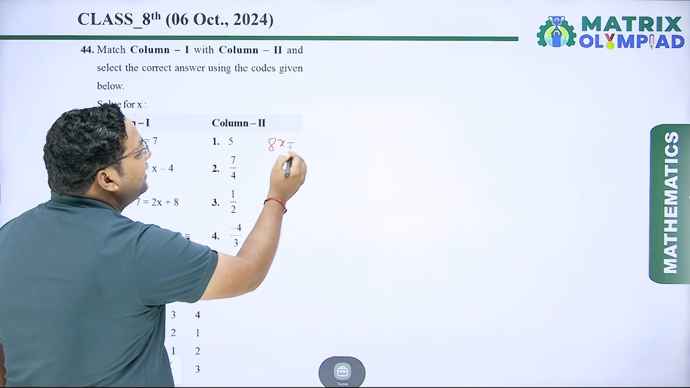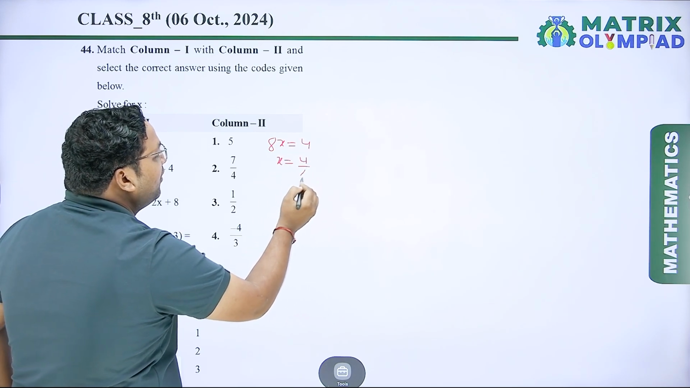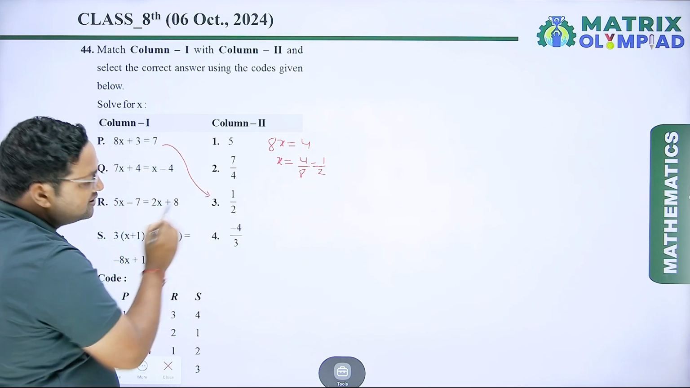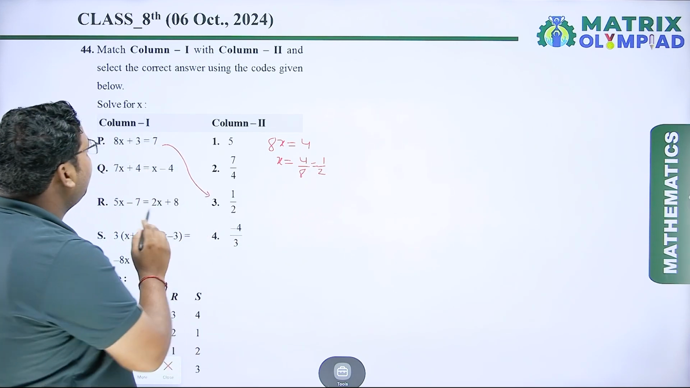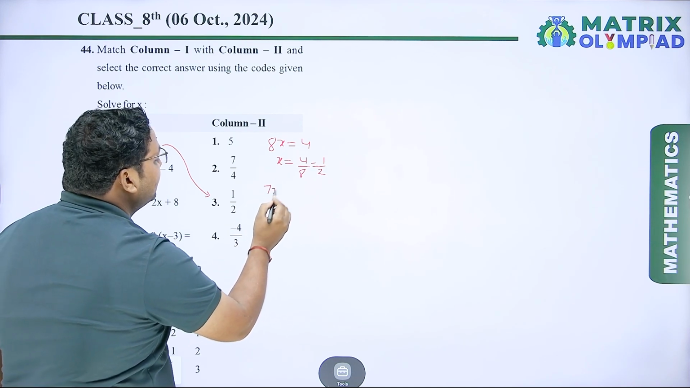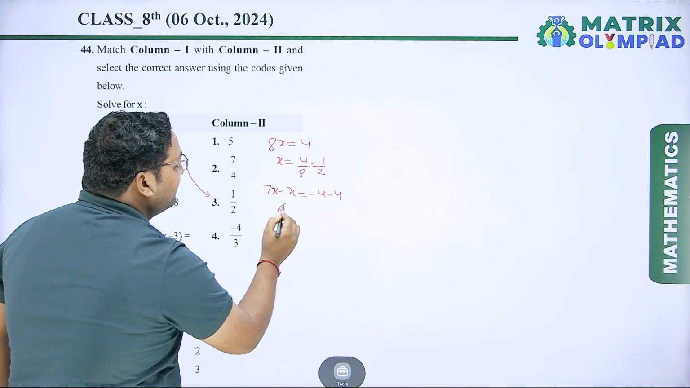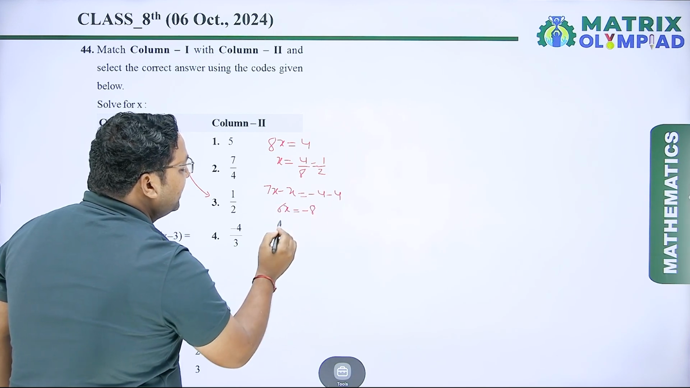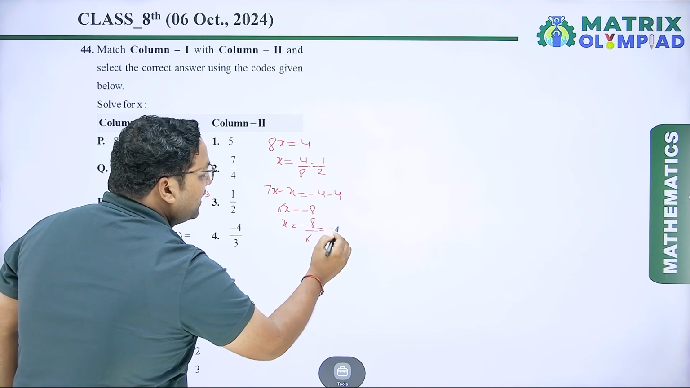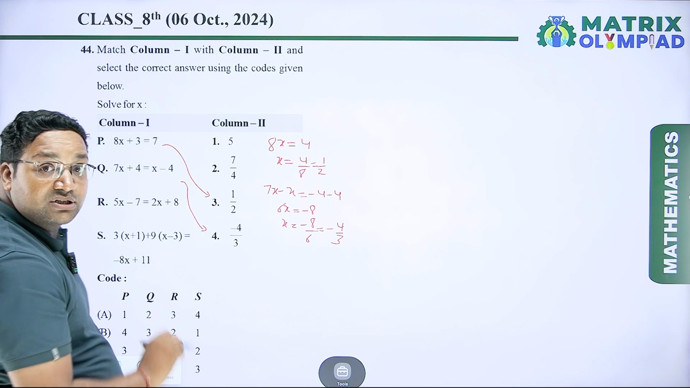So we will get 8x equal to 4, or x equal to 4 upon 8, which is equal to 1 by 2. So for P, third is true. Next is 7x plus 4 equal to x minus 4. So we will get 7x minus x equal to minus 4, which is 6x equal to minus 8, or x equal to minus 8 upon 6 equal to minus 4 upon 3. For Q, fourth is true.